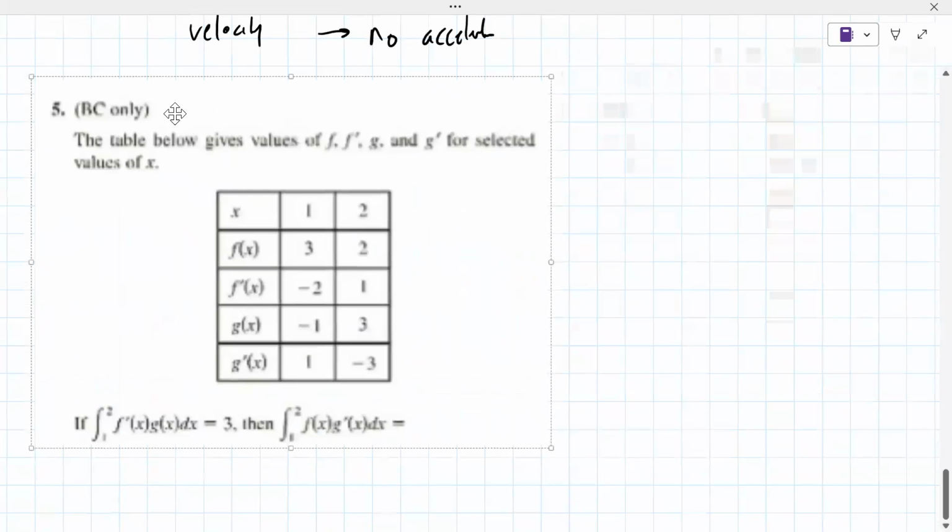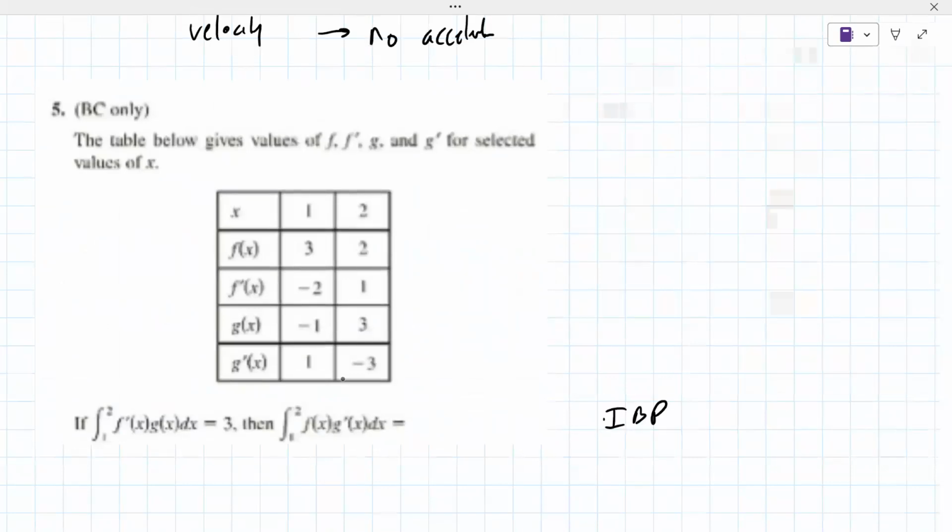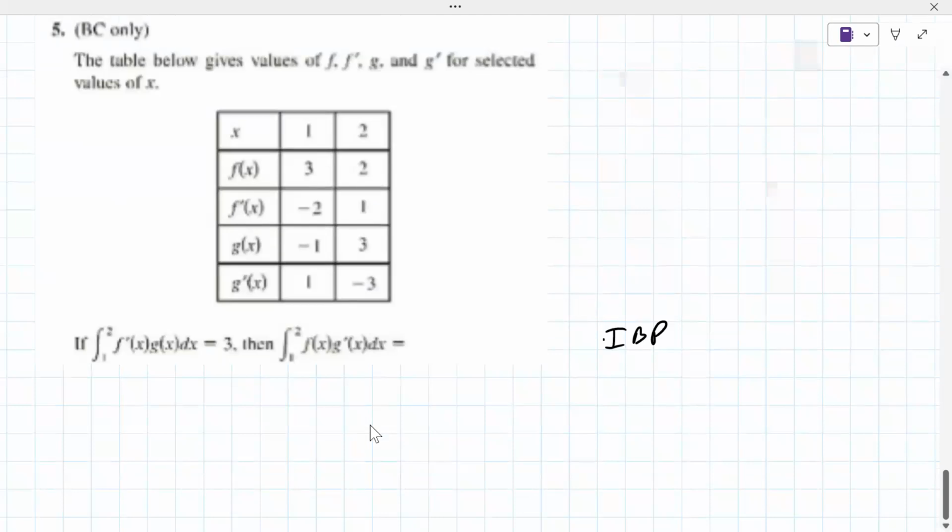So new problem here. They give you a table, F prime, G prime, some values here. And they're giving you this thing, but they want you to find this. Without being told, this is integration by parts. I don't know how you would know if someone doesn't tell you. So which do I make u and which do I make dv? Well, you need to be able to take a derivative. So u is f of x and dv is g prime of x.